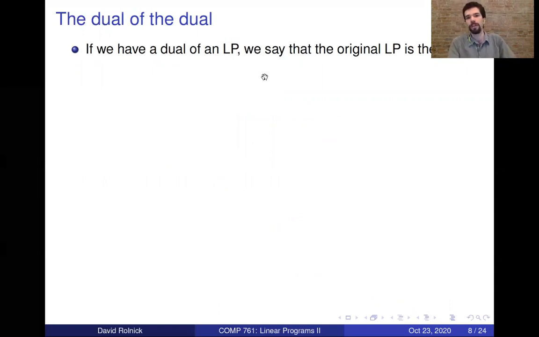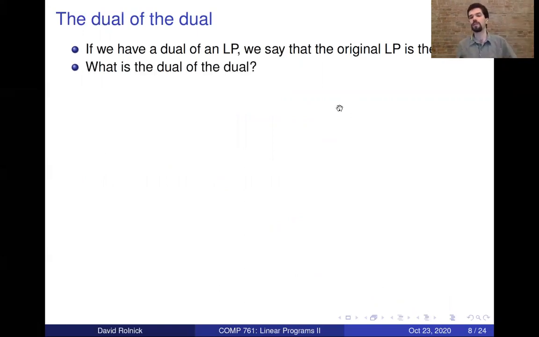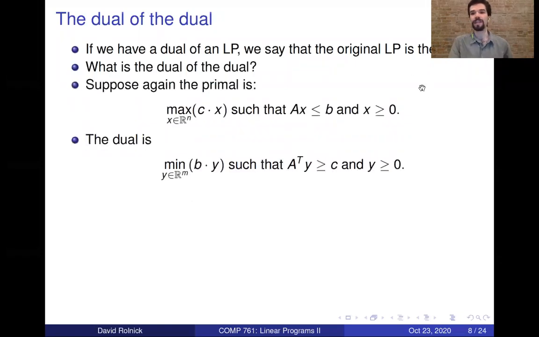If we have the dual of an LP, we say that the original LP is the primal. So we can say that there's a primal and then there's a dual of the primal. What is the dual of the dual? Yeah, it goes back to the primal. And this is something you hope is the case in duals. So let's see why this is the case.